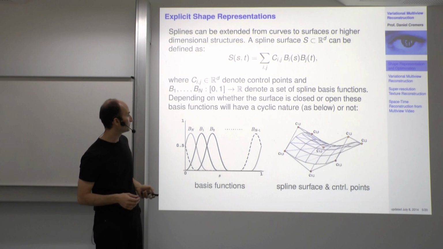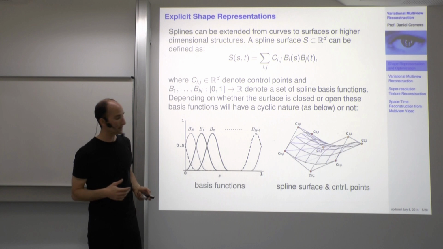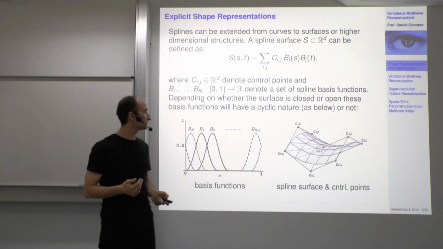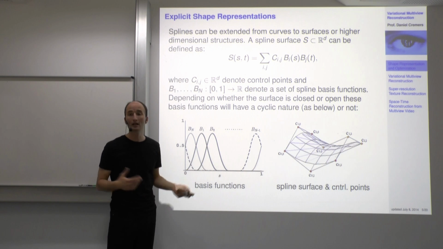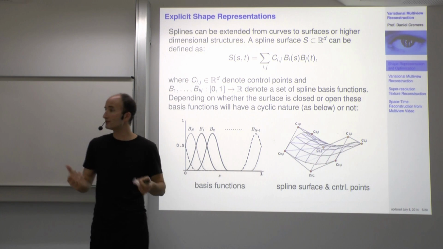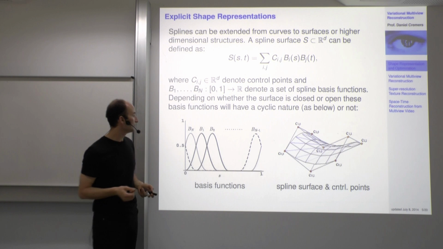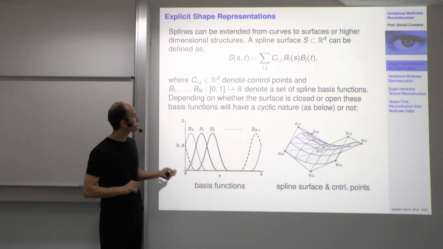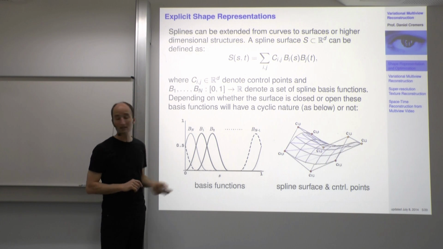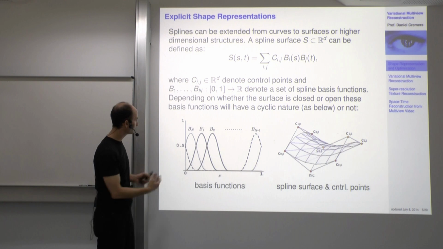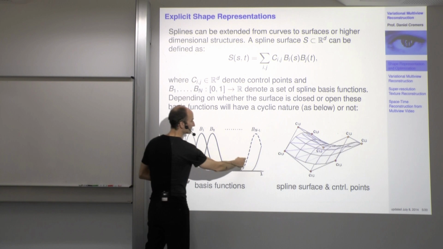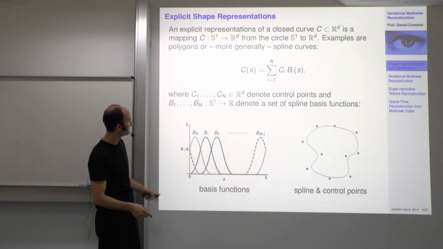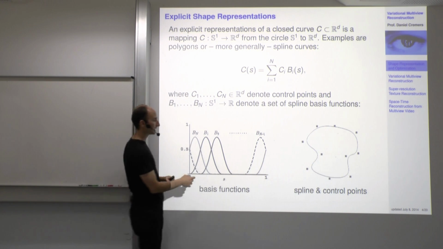This is an example of a spline surface. And if you do that, then you have to distinguish between open surfaces that have a boundary and closed surfaces like a sphere that have no boundary. You can define open or closed depending on how you select these basis functions. For example, if you want something that is closed, then you have basis functions as shown here, also in the previous slide. You see they are cyclic in nature.